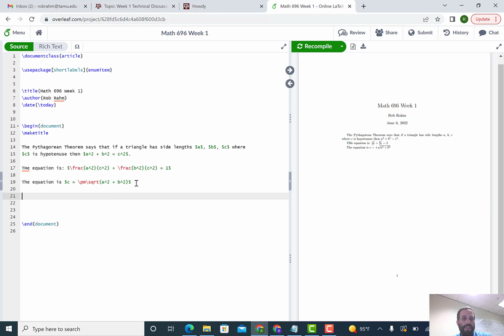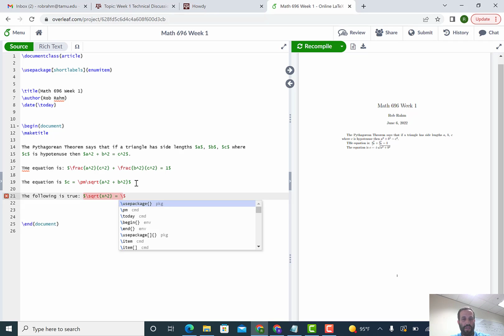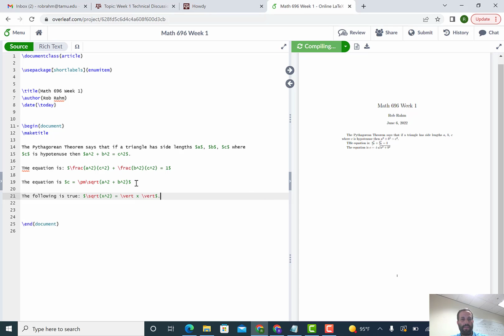And the next thing that I want to show you is the absolute value. So for example, we know that the square root of x squared is equal to the absolute value of x. So then the following is true. The square root of x squared is equal to the absolute value. So for absolute value, there's a command, \vert x \vert, like this. And this is what we're going to have.